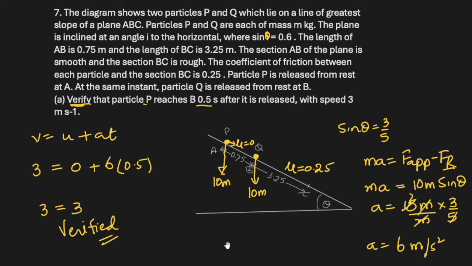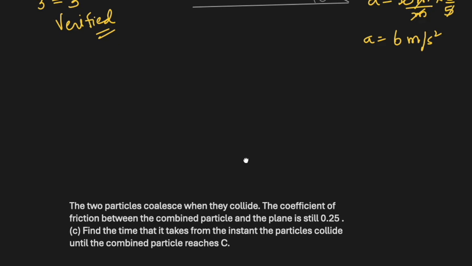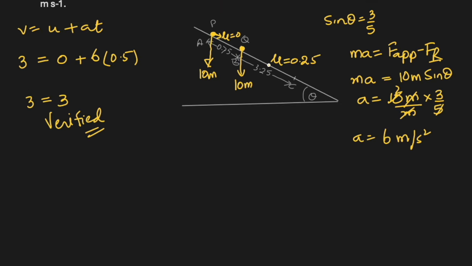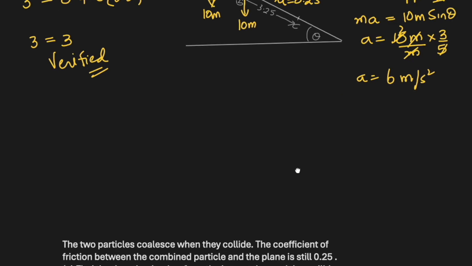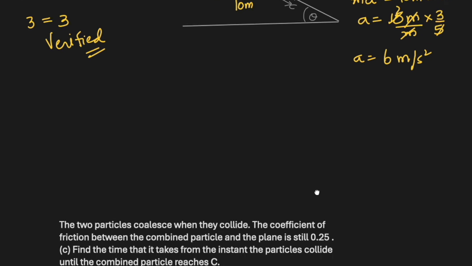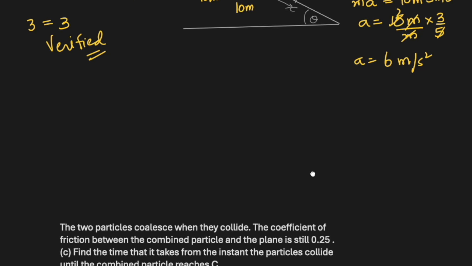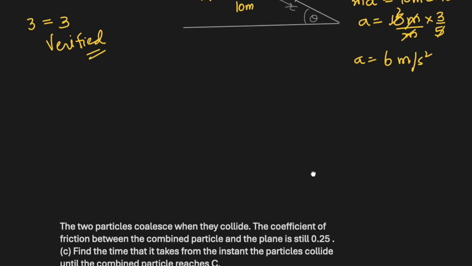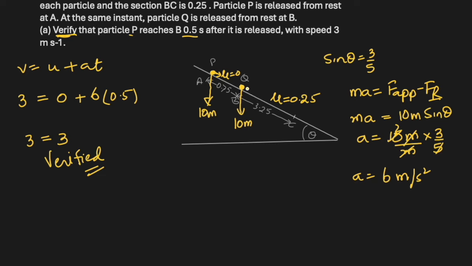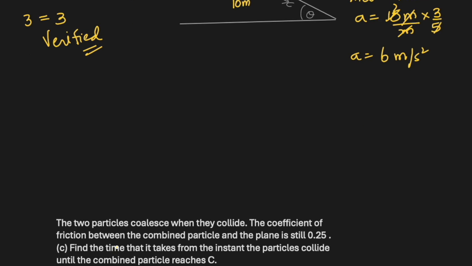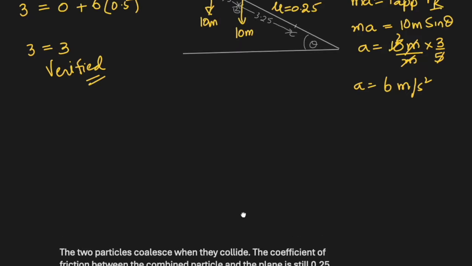Alright. Next part. The two particles coalesce when they collide. Of course, because this one is rough, it will move slow, this will move fast, and they will collide somewhere here and then coalesce. The coefficient of friction between the combined particle and the plane is still 0.25. Find the time it takes from the instant the particles collide until the combined particle reaches C. So they are confirming that they will collide before this distance of 3.25, somewhere here, and then they will reach C. So first we'll see when they collide.